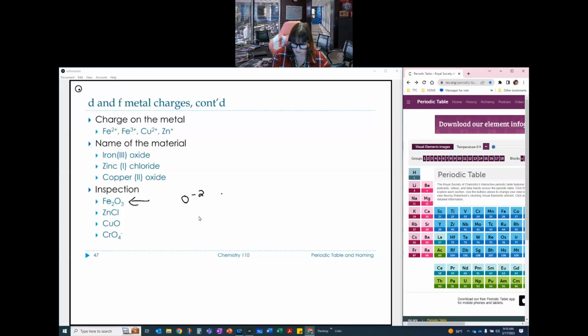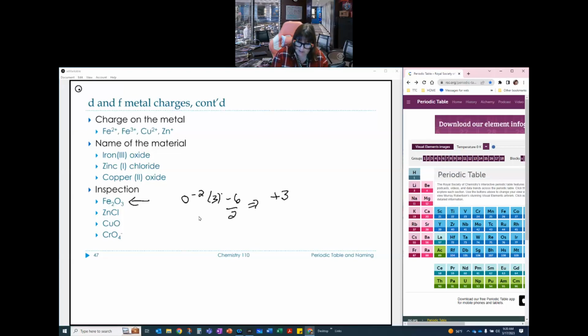So if my oxygen is -2 and there are 3 of them, then that means I have a total of -6 for my negative charge. Fe, since there are 2 of them, has to be positive. There have to be two of them. That means that one has to be a +3. So opposite charge, we take that 2 that's there and divide that into the total charge to tell us what the charge is on each of those ions. Okay, that's what we mean by inspection.